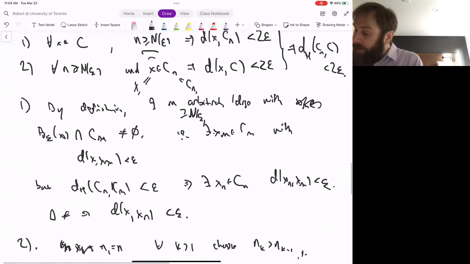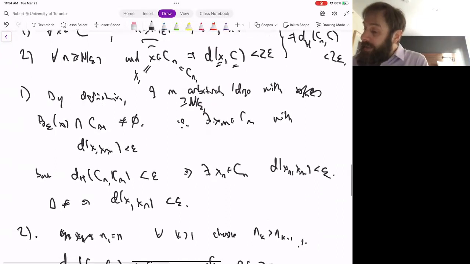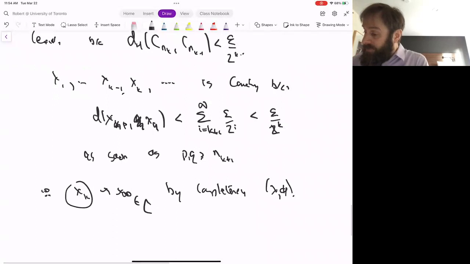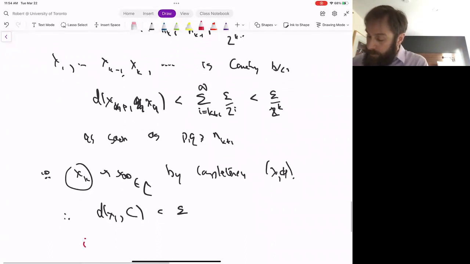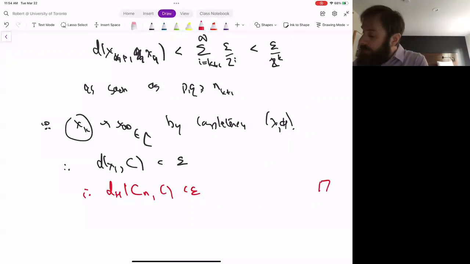And so where did we get to? So that tells me the distance of my original guy to C is at most like the sum of this geometric series, which is less than epsilon. In fact, even less than 2 epsilon. Maybe I've lost a factor of 2 somewhere along the way. Okay, so that's basically the proof.